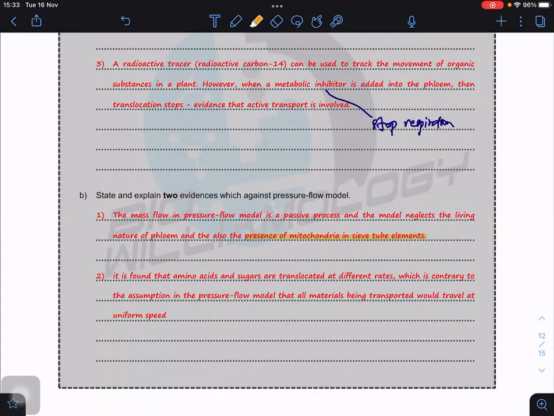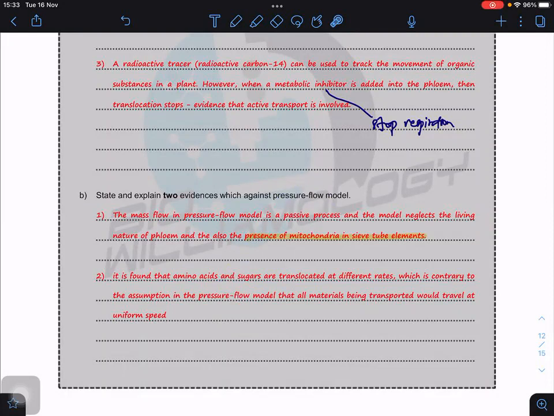And if you measure the flow rates of the amino acids and sugar, they have different rates, and this contradicts the pressure flow model, because in the pressure flow model we know that they follow the water, so they must have the same, uniform speed. But now why are amino acid and sugar transported at different speeds? So again, this observation goes against the pressure flow model.